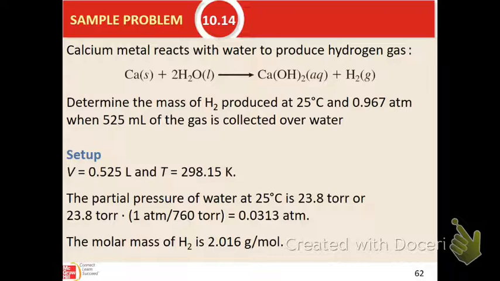Calcium metal, this is in your textbook, on the bottom of page 441, where it says calcium metal reacts with water to produce hydrogen gas. Determine the mass of hydrogen produced at 25 degrees Celsius and 0.967 atmospheres when 525 mL of the gas is collected over water. So the 525 mL is your volume, which you'll need to change into liters. You're looking for your mass, so you're looking for your grams. In the long run, that's exactly what you're going to be looking for.